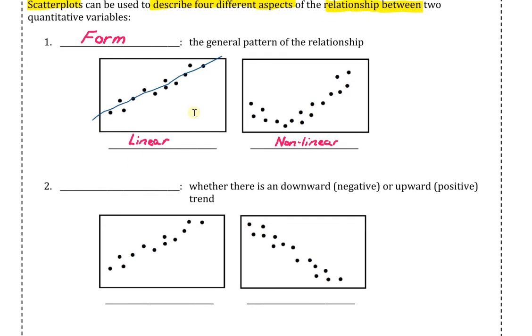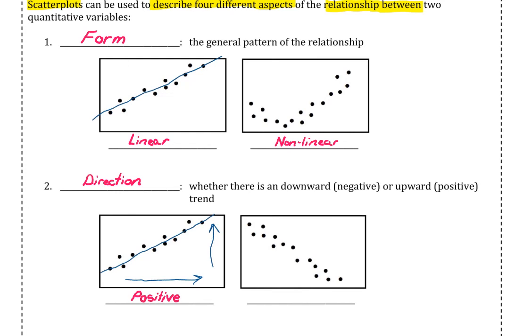The second aspect we will discuss is the direction. The direction of the scatterplot tells whether there is an upward or downward trend. For linear forms, we say the direction is positive if the two variables increase together. So as the explanatory variable increases, so does the response variable. Notice it also looks like it has a pattern described by a line with a positive slope.